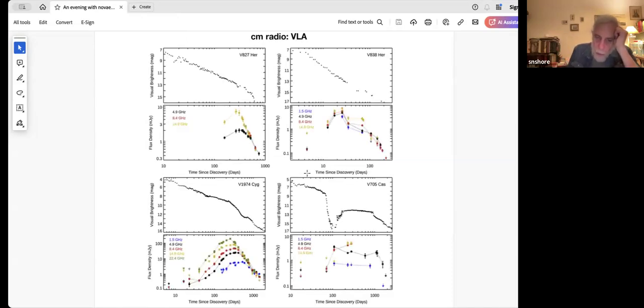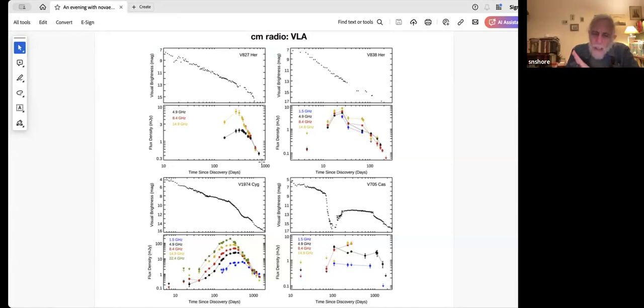So these are the radio light curves. The top is the optical. This is from a collection by Chomiuk and Sokolovsky and a bunch of others who do VLA observations. The different wavelength regions are here. Time is running on the bottom.